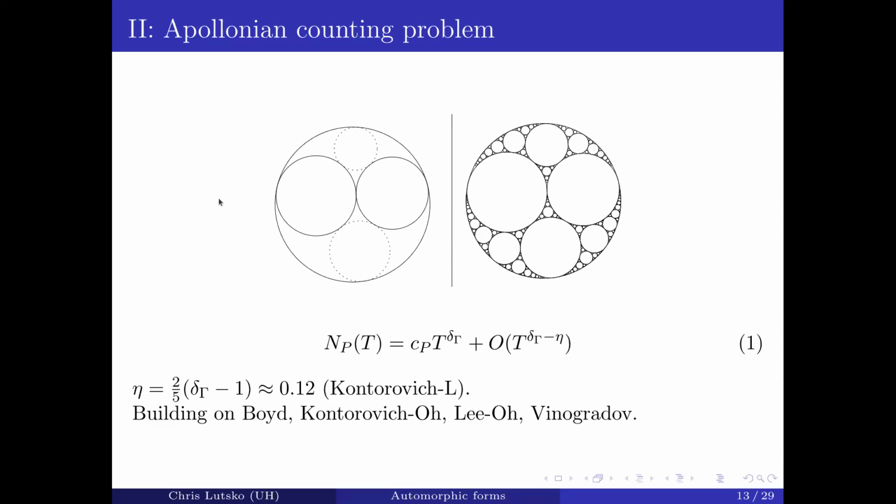And this was building on work of Boyd, who got the first asymptotic, but he didn't get the constant. Kontorovich and Oh, they got the constant. Lee and Oh, and Vinogradov got effective results, but not as strong. Okay, so that's what we can do with the spectrum when we know something about the spectrum. We can get very good asymptotic formulas with effective decay rates.